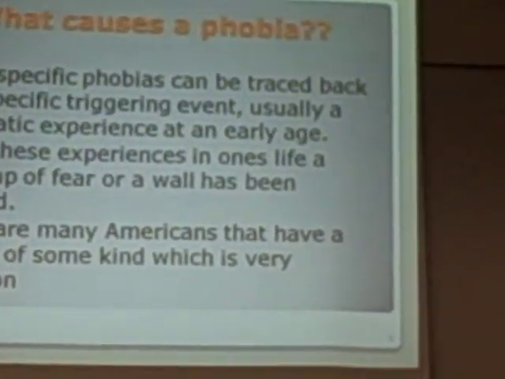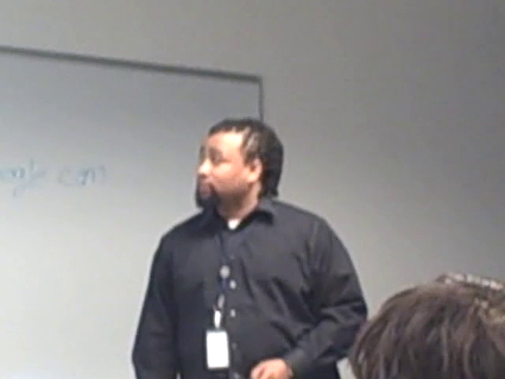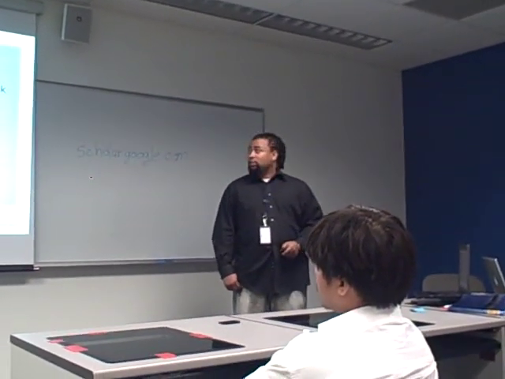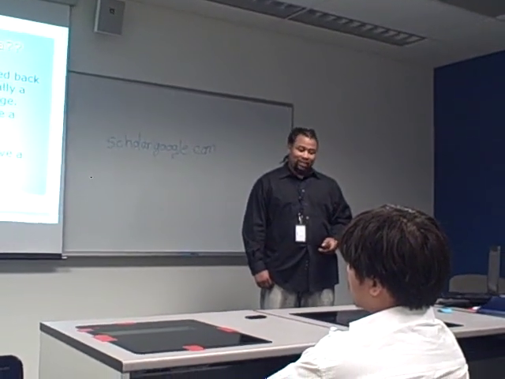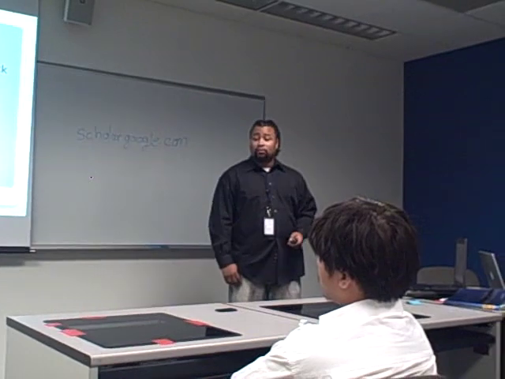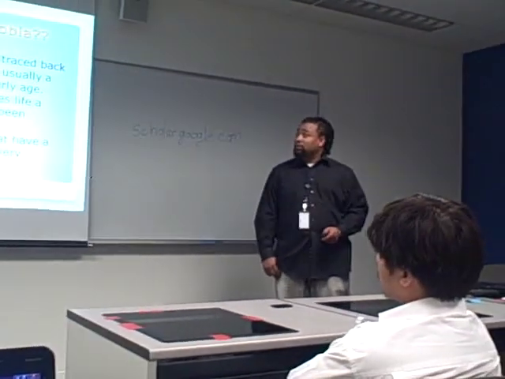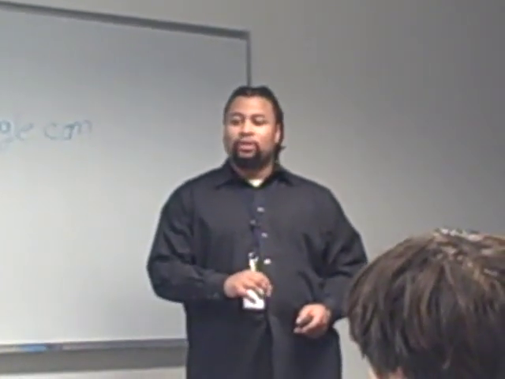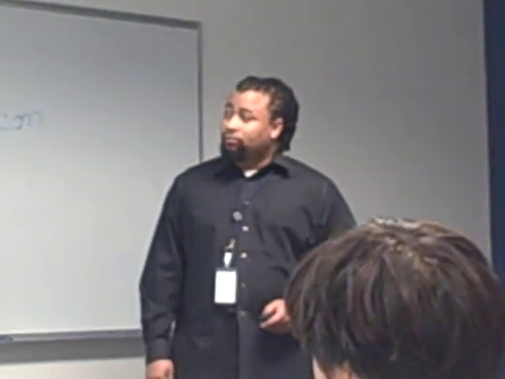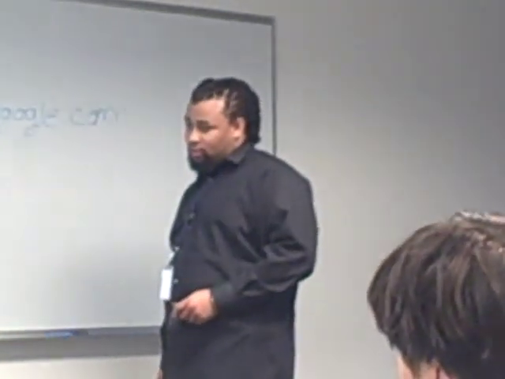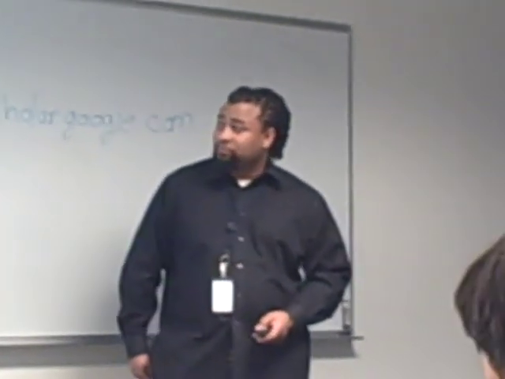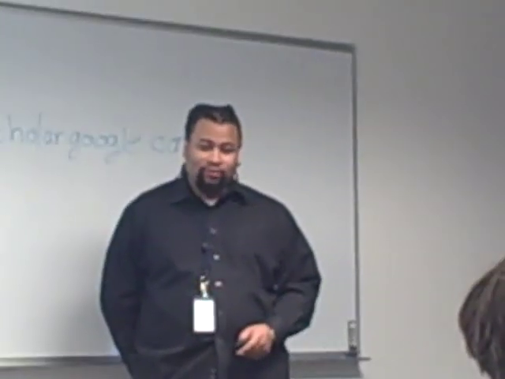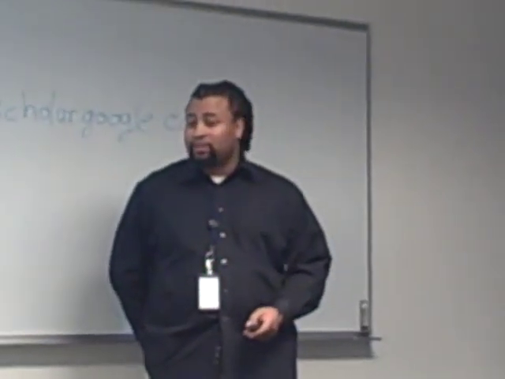What are the causes of a phobia? Many specific phobias can be tracked back to a specific triggering event. Normally, it can be anything that frightened you in your life as a child or as an adult. It doesn't matter the age range. A traumatic experience, such as a car accident, or possibly drowning at any particular point in time, can cause a phobia for the rest of your life. Meaning, you can be scared to swim, scared of water, anything of that sort. From these experiences in one's life, it builds up a fear, or a wall has been created. There are many Americans in this day and age that have types of phobias, so it's very common in American society.